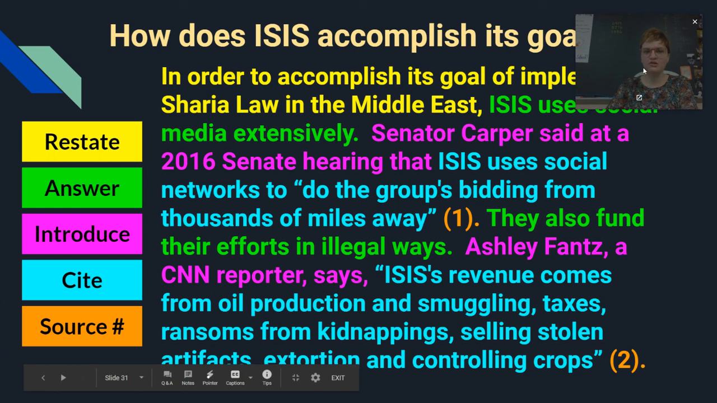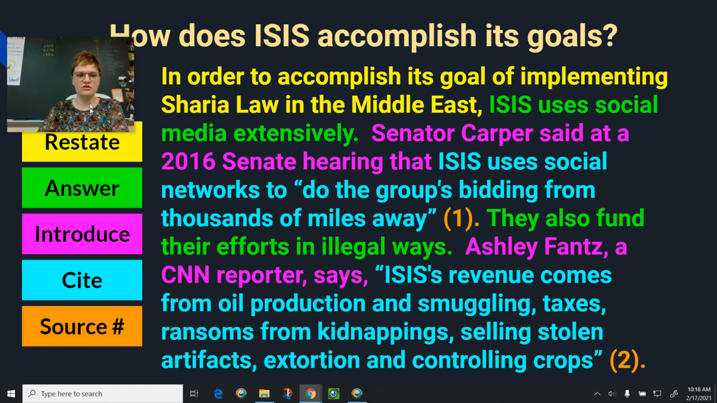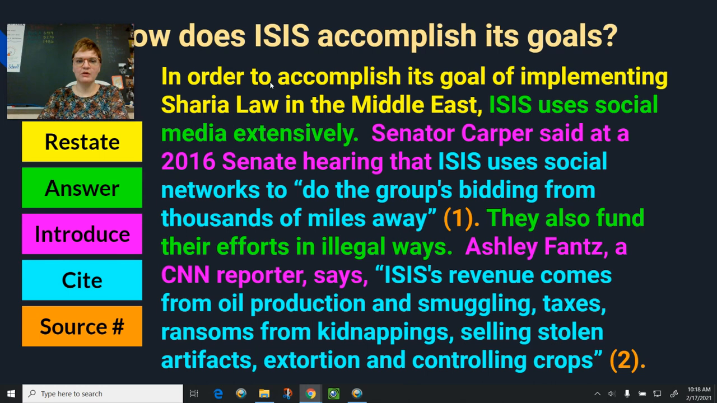Working off of a question similar to what you guys are going to be doing. So if I were the Department of Homeland Security, and I'm writing about ISIS and the same questions. How does ISIS accomplish its goals? So I'm going to restate the prompt. In order to accomplish its goal of implementing Sharia law in the Middle East, ISIS uses social media extensively. So that's my answer. I'm going to introduce a quote.